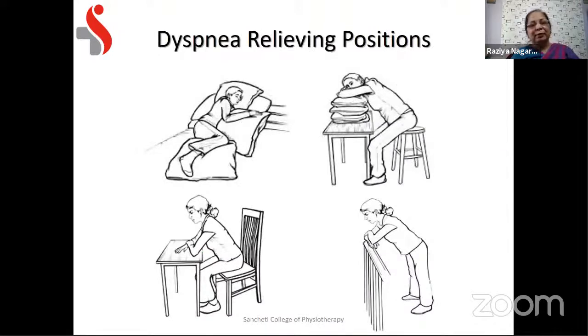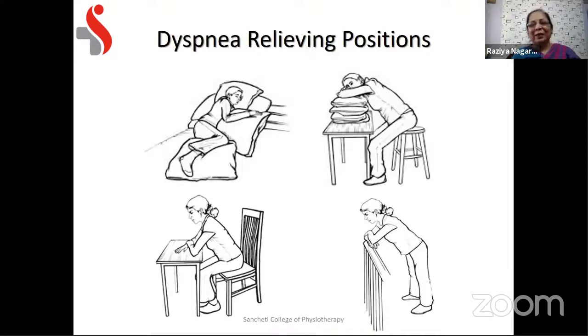If the patient is feeling breathless or dyspneic, we have different dyspnea relieving positions. One can take these at home or anywhere. A simple high side lying, that means you take 3-4 pillows and go on your side, which will help you in relieving your dyspnea.